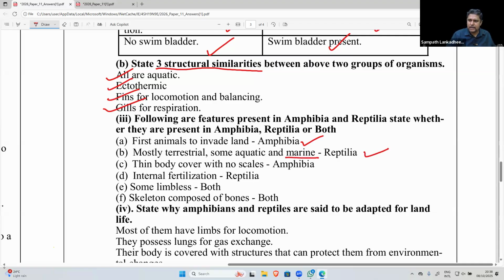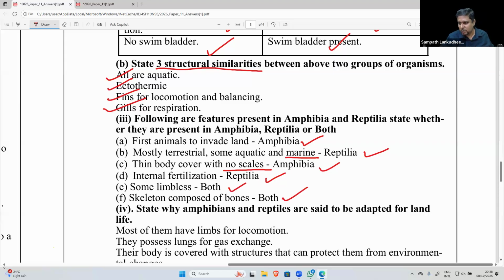Thin body cover with scales: Amphibia. Sorry, with no scales: Amphibia. Internal fertilization: Amphibia external, reptiles. Some limbless: both, neither. Both have limbless members. Skeleton composed of bones: both.